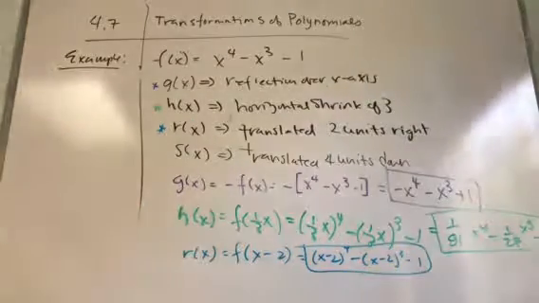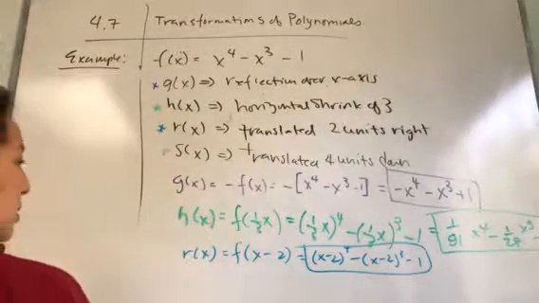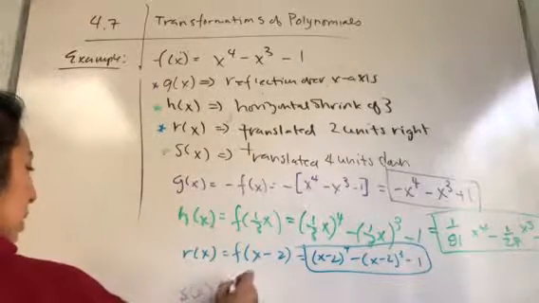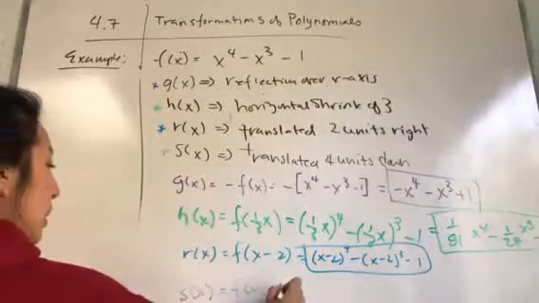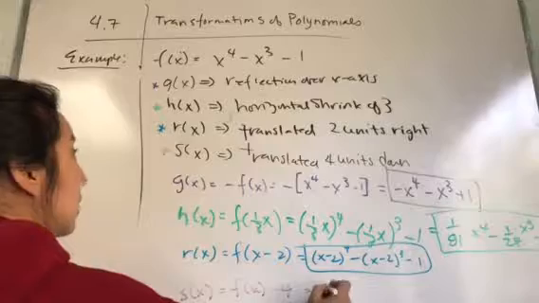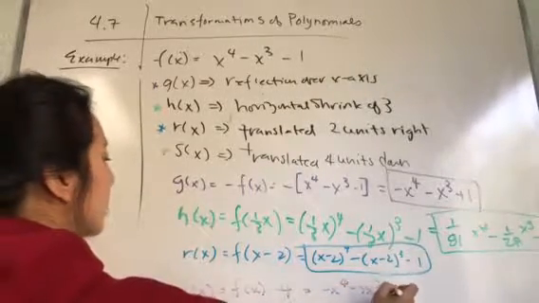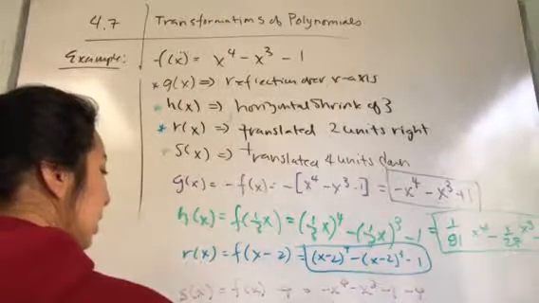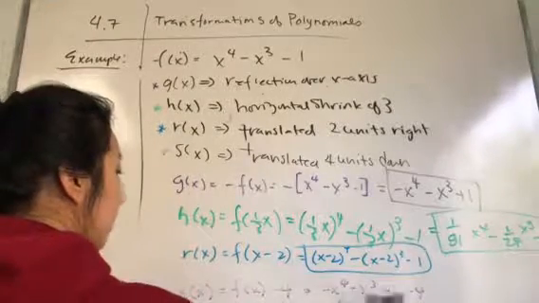And last but not least, we would have s of x. For s of x, we have to translate it 4 units down. So s of x, hopefully you can see this, is just going to be the function plus k, which is 4 units down, which is minus 4. So it's going to equal negative x to the fourth minus x to the third minus 1 minus 4. And so our result is going to be negative x to the fourth minus x to the third minus 5.